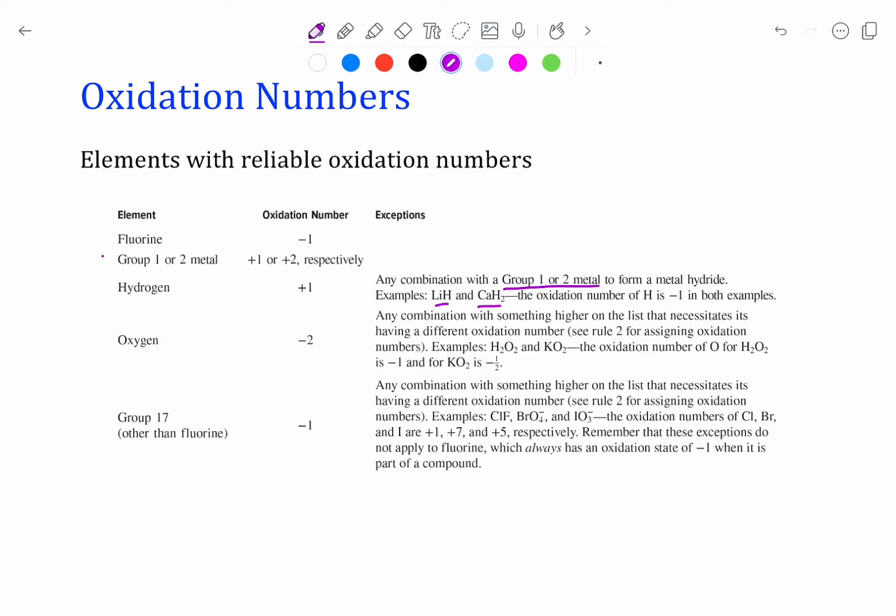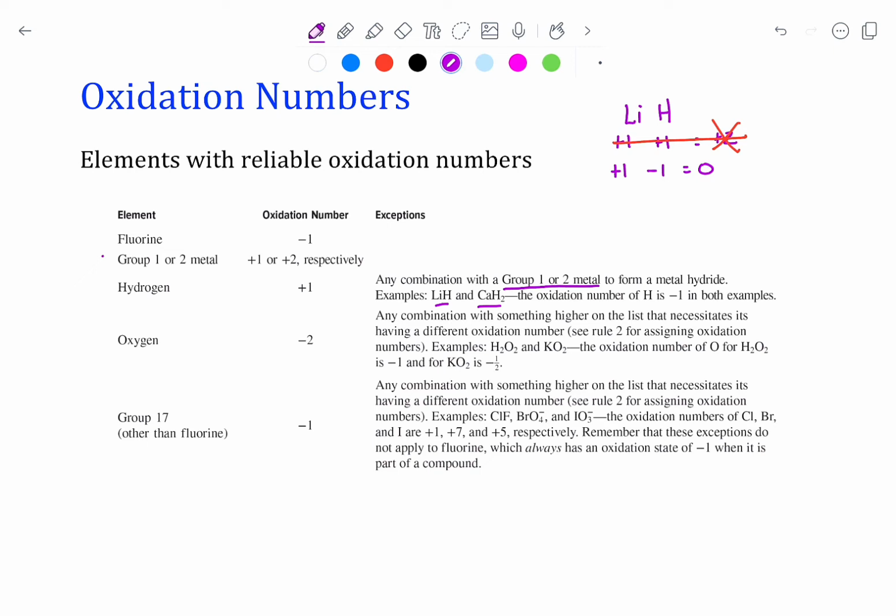So when we have LiH, the oxidation number of lithium is +1. The oxidation number of hydrogen can't also be +1 because that would sum to a charge of +2. The charge of LiH is not +2, so that is incorrect. Therefore, if the oxidation number of lithium is +1, the oxidation number of hydrogen must be -1 in order to equal out to its charge of 0. So that's why hydrogen will always have an oxidation number of +1 unless it's with a metal, making a metal hydride, so a group 1 or 2 metal.